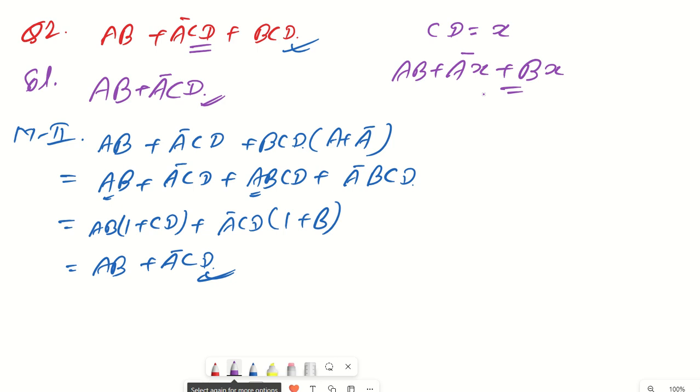And you know, with this, the consensus theorem was AB plus A bar X. Okay, so this was the formula that we have used. Let us take another question. So the question is, this was asked in GATE question 3. We have ABC plus A bar D plus B bar D plus CD. Okay. So this is the question that is there with us.